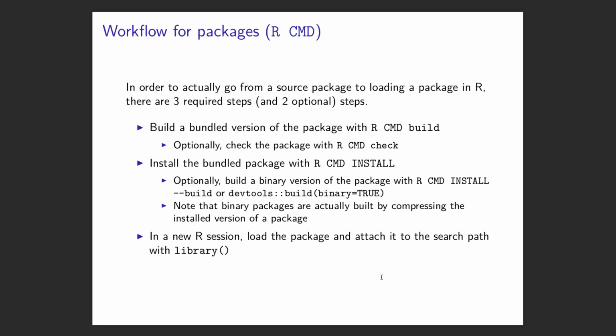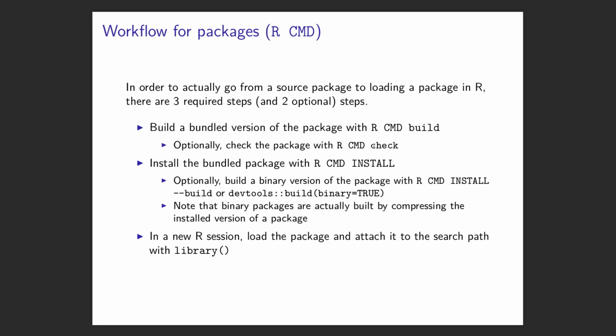Alright, so a typical workflow for how we go from a source package to an installed package with R command, so the command line version. So we typically start off by building a bundled version of the package with R command build. Optionally, we should check that package with R command check. We haven't done that yet. Then we can install that bundled package with R command install. Optionally, if you want to build a binary version, you shouldn't typically need to do that, but you could do that with R command install --build.